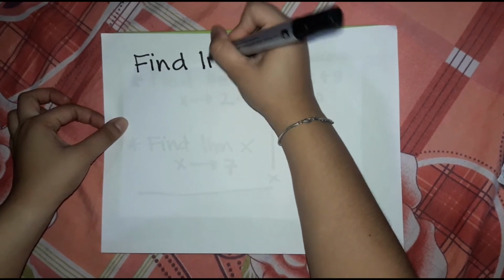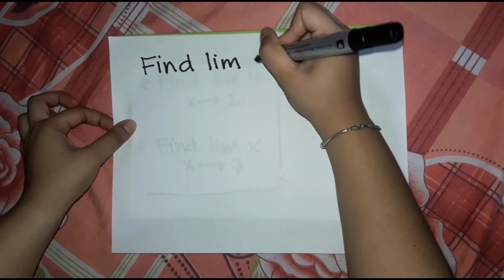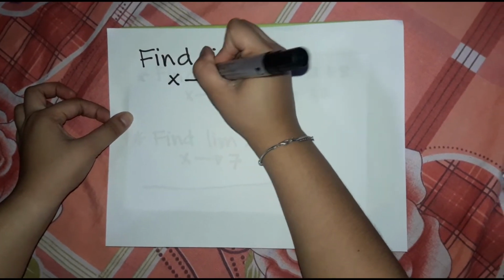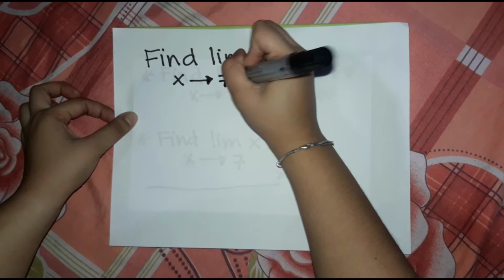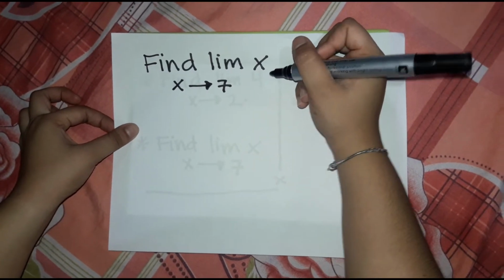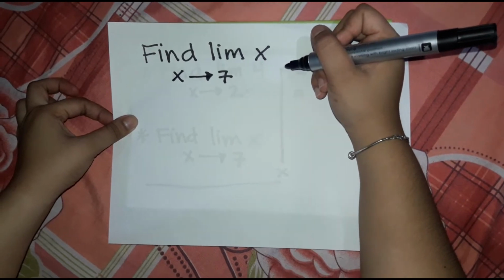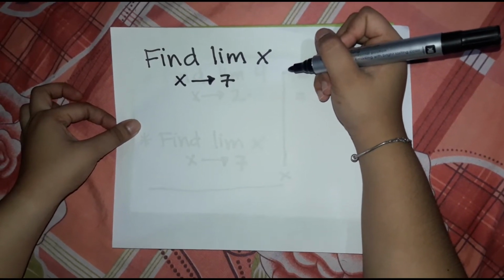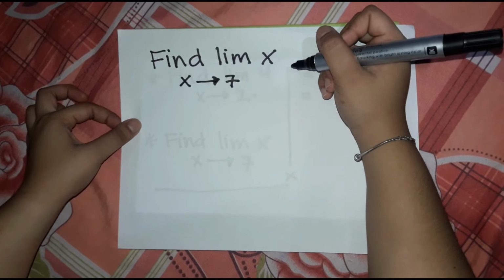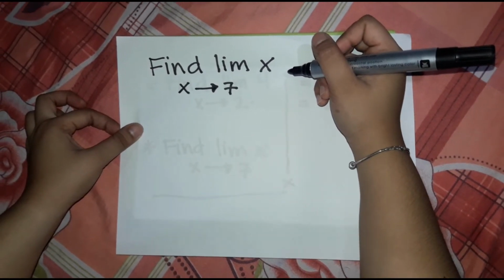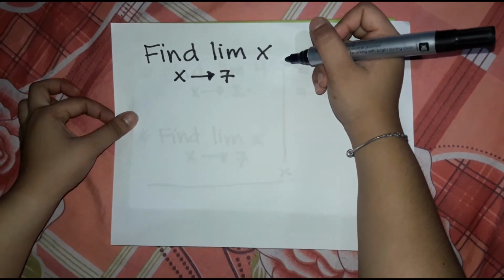Find the limit of x as x approaches 7. By observing the given and the limit, we could obviously say that the limit of x as x approaches 7 is 7. But the real explanation is that we substitute the limit of x by the value of a, which is 7.